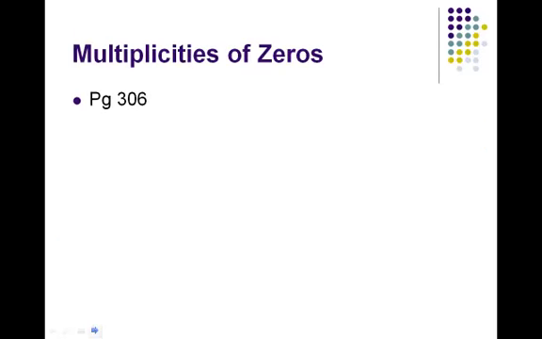The next thing we want to look at are what's called multiplicities of zeros. And there's a nice little definition on page 306, so you might want to pause and write that down. But the bottom line is, what is going to happen when we are looking for zeros? Now remember, zeros is another word for x-intercepts.